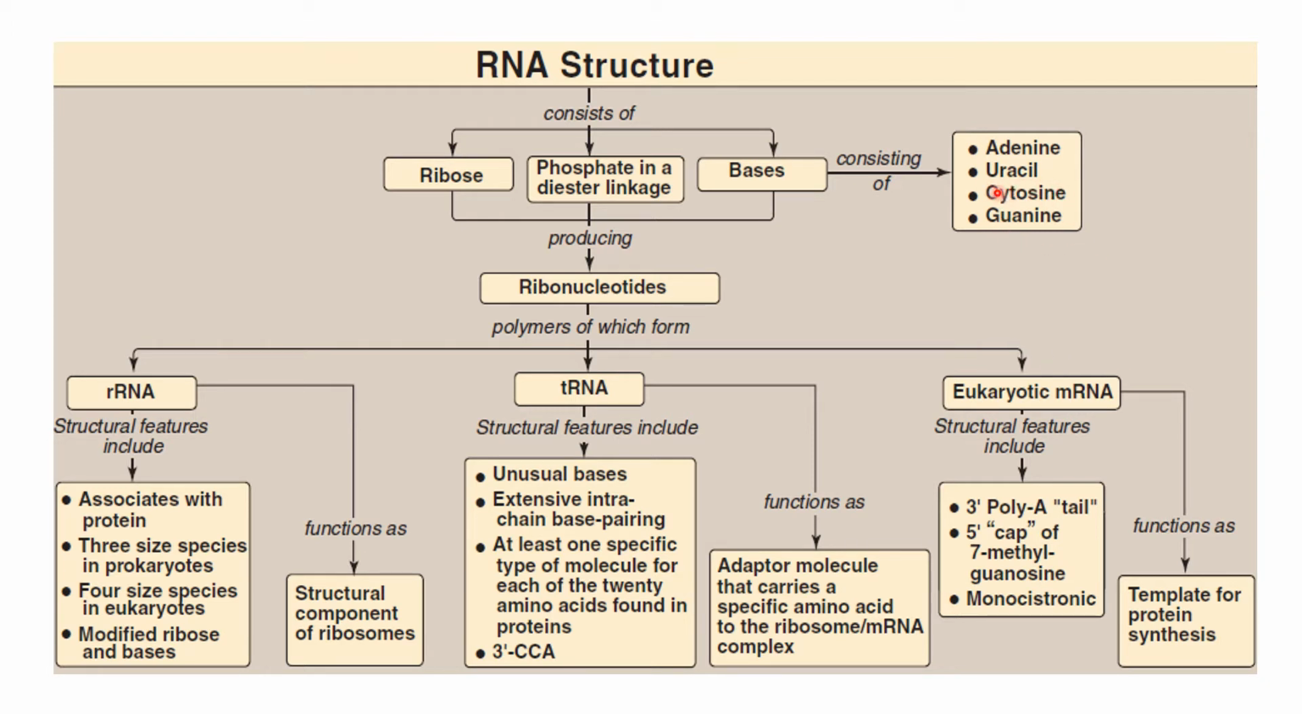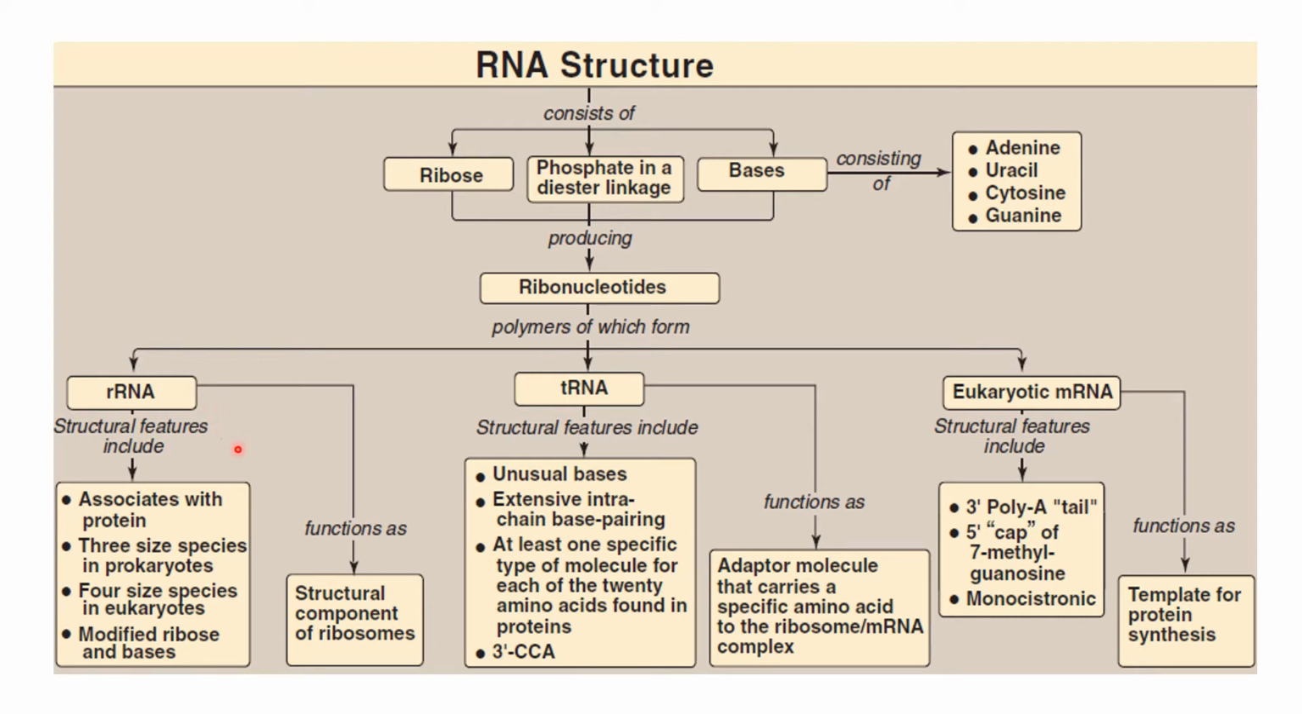Instead of thymine, uracil is present in the RNA, and all of these components are utilized for the formation of ribonucleic acid. There are different types of ribonucleic acid: ribosomal RNA, tRNA, and the messenger RNA.